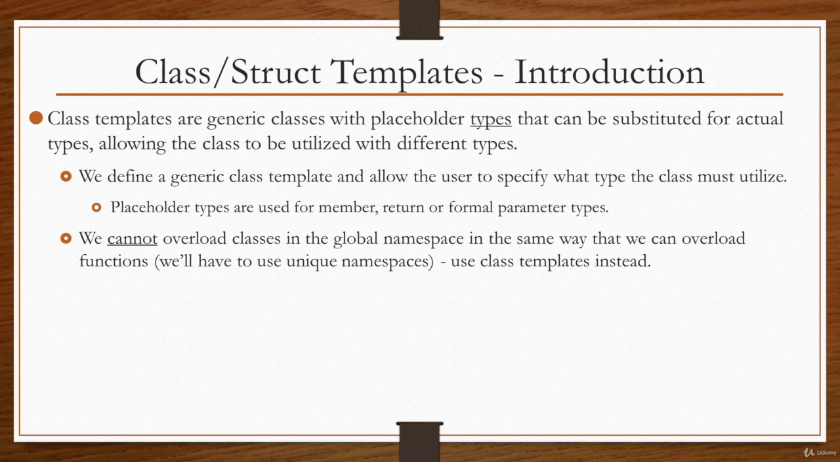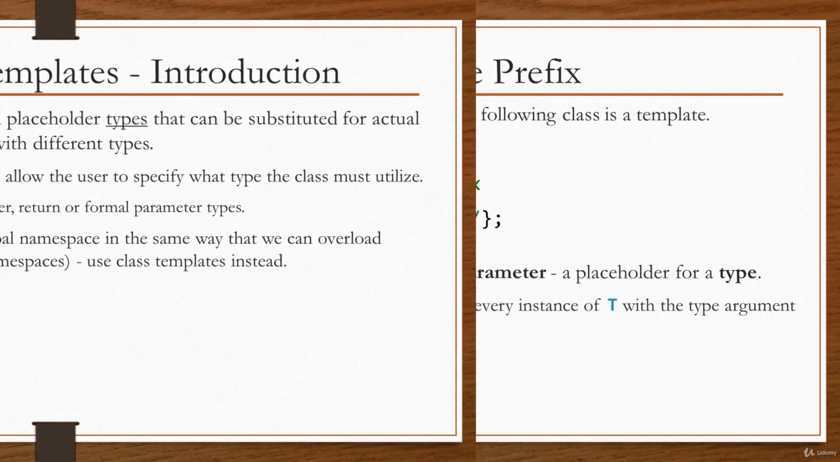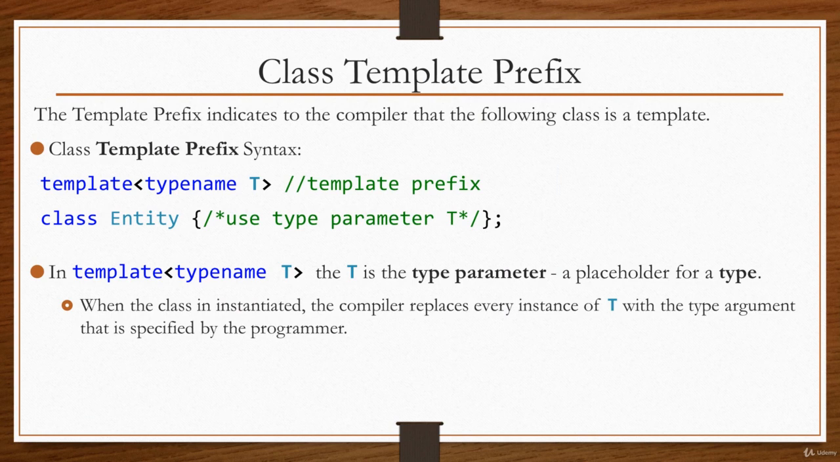Now, a class is by itself a blueprint for the actual objects that you eventually want to instantiate or construct. So in this way, with class templates, we can generalize those classes even further, or in other words create even more abstract classes. Here's a quick example of the class template prefix, and that is going to indicate to the compiler that the following class is a template.